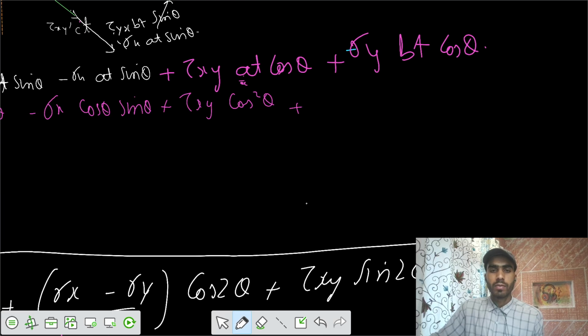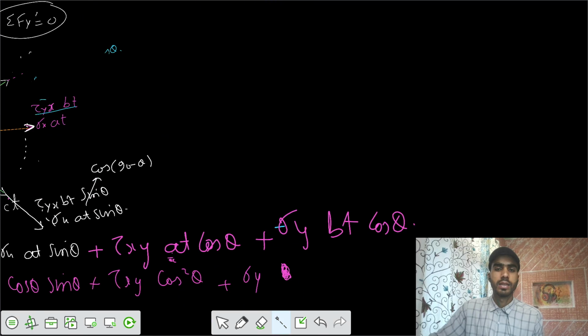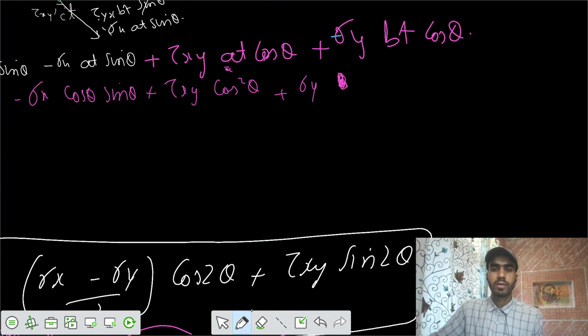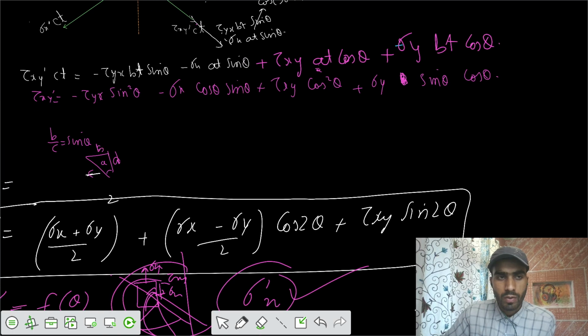Similarly, we have the final value of sigma y. B by c equals sine theta. So we can write sine theta cos theta. So we got this. Now let's simplify it to see what's the final result.